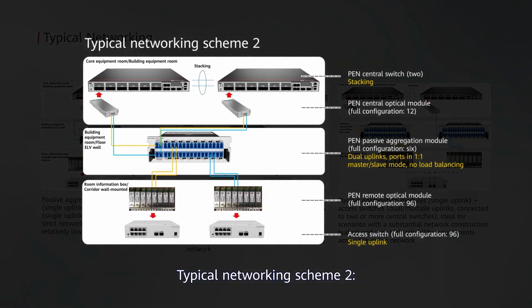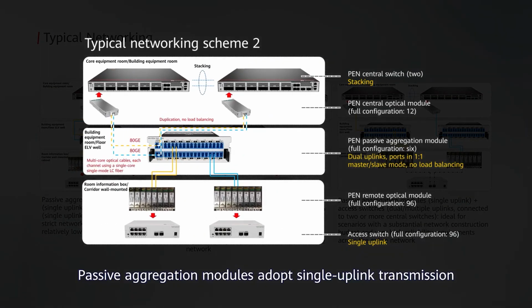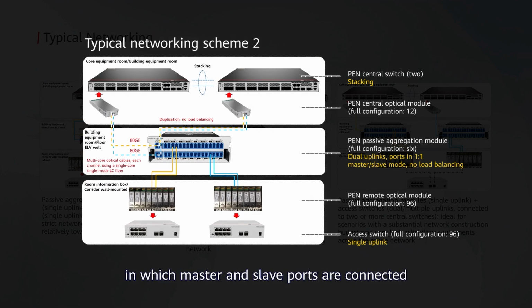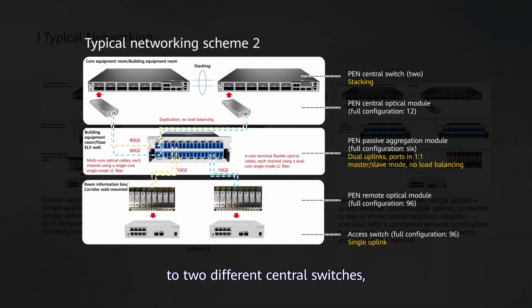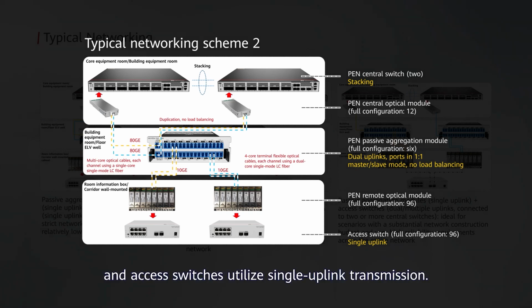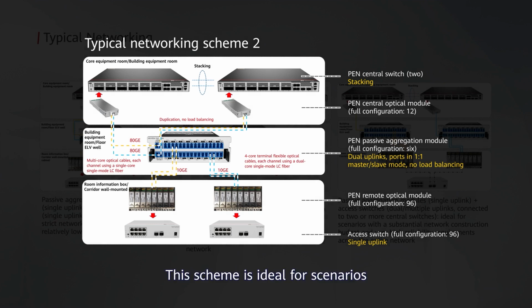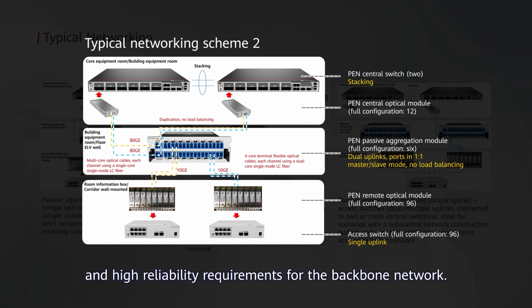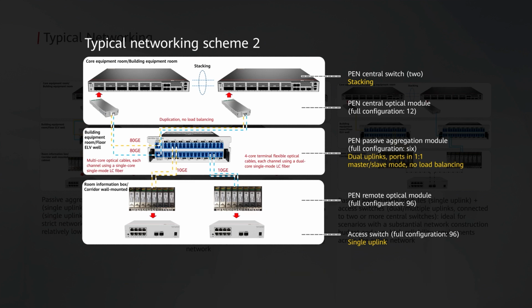Typical networking scheme 2. Passive aggregation modules adopt dual uplink transmission in which master and slave ports are connected to two different central switches, and access switches utilize single uplink transmission. This scheme is ideal for scenarios with a moderate network construction budget and high reliability requirements for the backbone network.